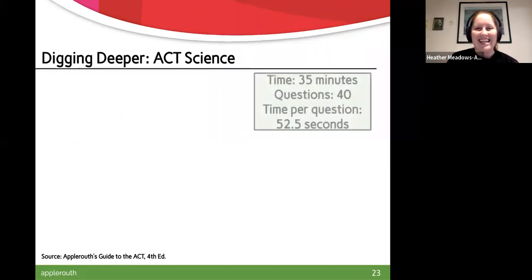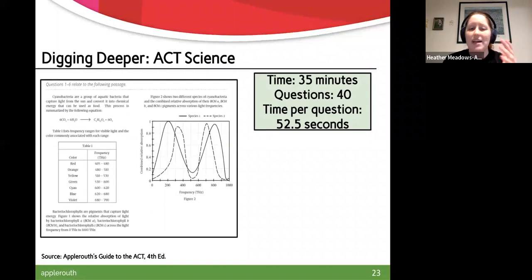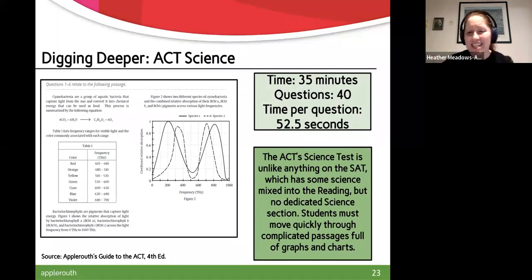Lastly, the science section. This is the same as the reading: 35 minutes and 40 questions, pretty fast, but a little bit different. It's unlike anything you'll see on the SAT. The SAT does have some science mixed into other sections, as we just saw in the reading, but there's no dedicated science section. On the ACT, students must move quickly through passages that have graphs and charts in them. So what the ACT science section is doing is presenting you with an experiment. It describes the experiment, shows you some results through charts and graphs, and then asks you questions about the results of the experiment. So you aren't expected to understand everything you read.